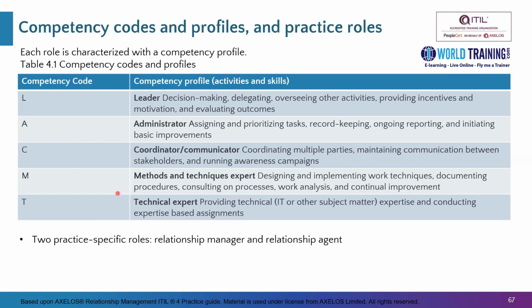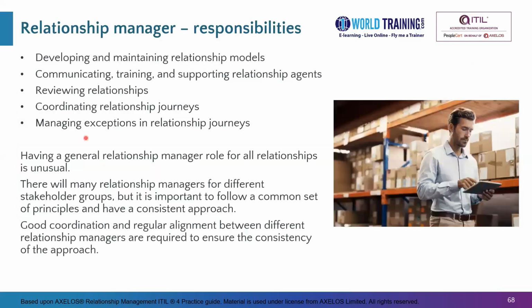Let us therefore look into the relationship manager and relationship agent roles, which are essential to be known and understood for the exam. The relationship manager has the following responsibilities. They are more in a kind of supervisory role. They develop and maintain relationship models. They also provide communication training and support relationship agents. They review the relationships periodically or based on events. They coordinate the relationship journeys, the 7 steps of the journey that is, and they also manage exceptions in relationship journeys when certain situations arise, which are to be dealt with in a different manner.